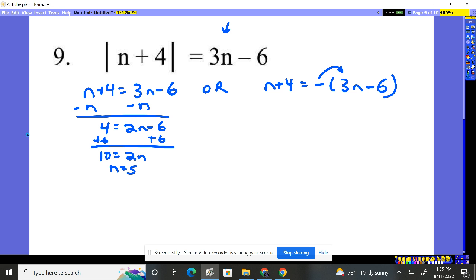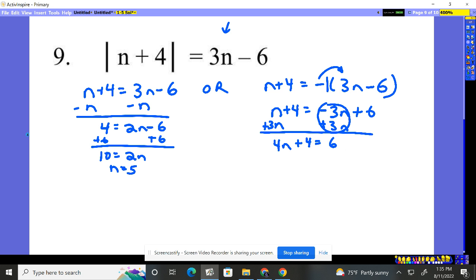So the first thing I'm going to have to do is distribute the negative sign through. So I have n plus 4 equaling negative 3n plus 6. Basically, I'm distributing a negative 1 through. Negative 1 times 3n is negative 3n, negative 1 times negative 6 is plus 6. Now, let's add 3n. Move the smaller piece over and get rid of it there. So I'll get 4n plus 4 equals 6. Subtract my 4. 4n equals 2. n is a half, just like a half dollar. No big deal. It's a real number.